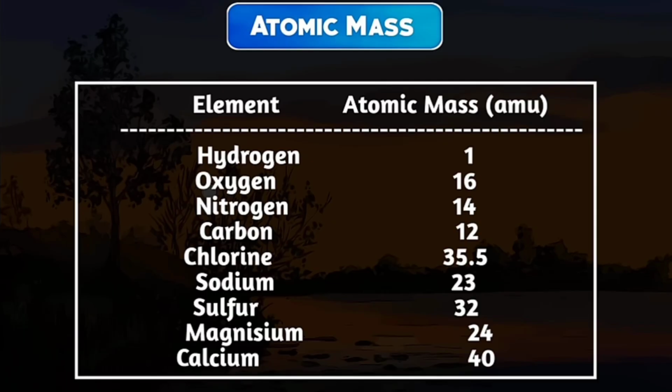Sodium equals 23 atomic mass units, magnesium equals 24 atomic mass units, sulfur equals 32 atomic mass units, chlorine equals 35.5 atomic mass units, and finally, calcium equals 40 atomic mass units.